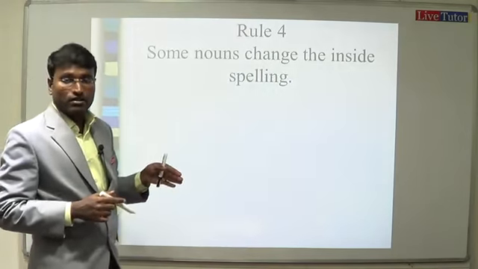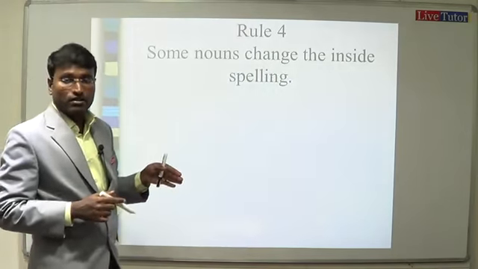Goose becomes geese. Mouse becomes mice. You see how this changed? Mouse, OUS becomes ICE. A becomes E. This is how some of the singular nouns become plural nouns. So when we convert singular to plural, a slight change happens in the middle of a word.